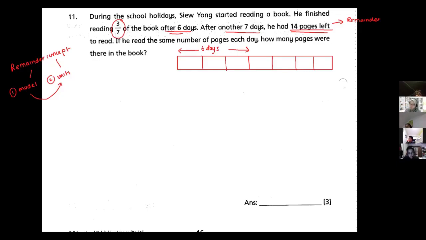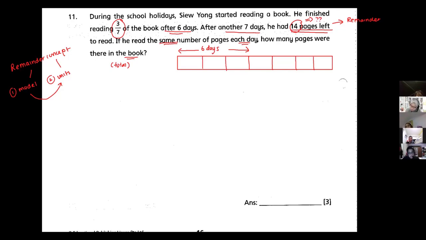So right now I have all this ready. Then the third sentence, if he read the same number of pages each day, which means it's uniform. Each day, same number of pages. He will not go less, he will not go more. How many pages were there in the book? It means my total. I want to find my total. Right now, the first thing you need to find out in your brain is how many units is this 14 pages? How many units? Okay, so we're going to apply whatever we have here.